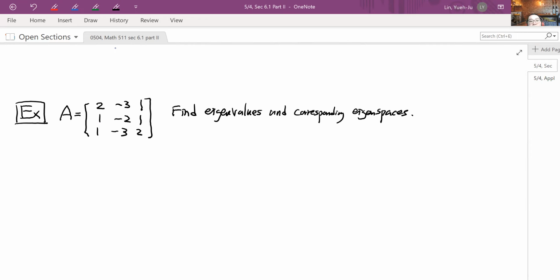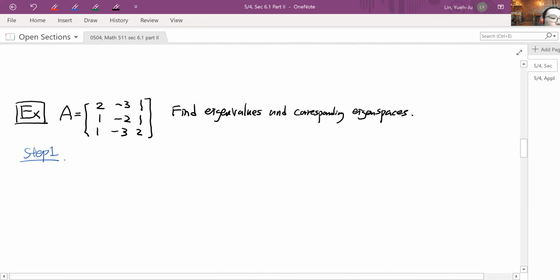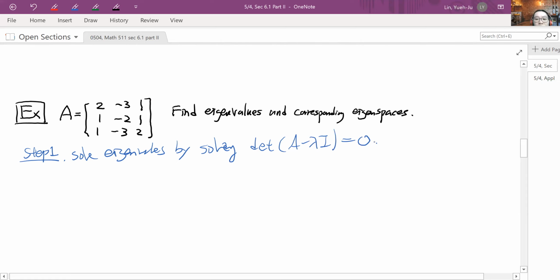So same thing, right? The procedure is exactly the same, but I just want to show you what other possible situations you might encounter. So again, find the eigenvalues and the corresponding eigenspaces. First step, solve for the eigenvalues. And the way we solve it is really by solving the determinant of A minus lambda I to be 0, right?